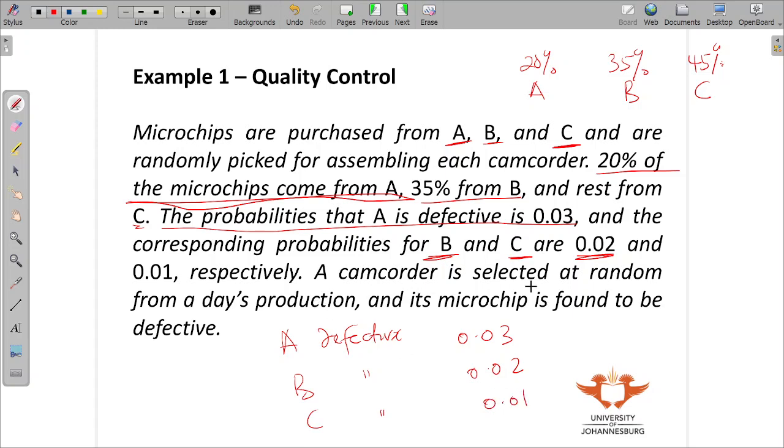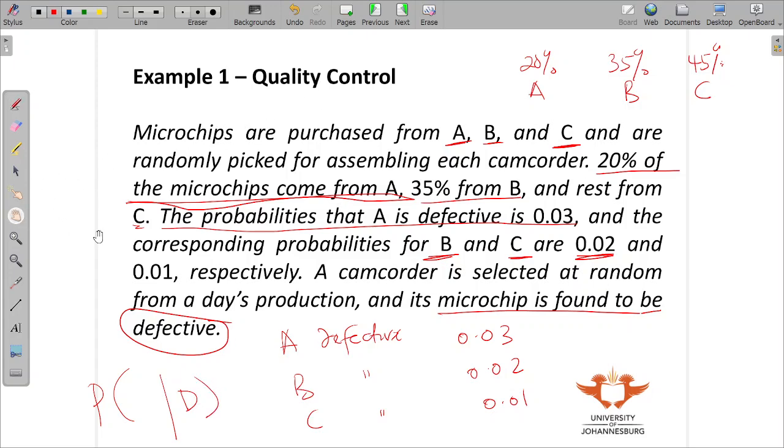A camcorder is selected at random from a day's production and its microchip is found to be defective. So they have given us defective. Given defective, take note of that. So we have probability of something given defective.